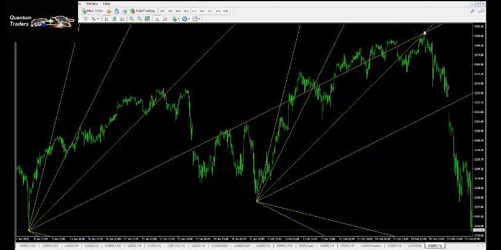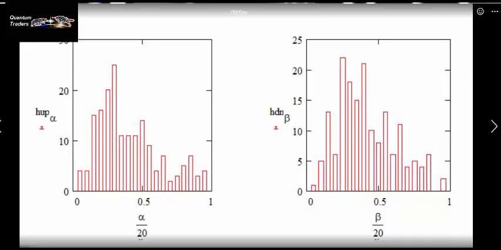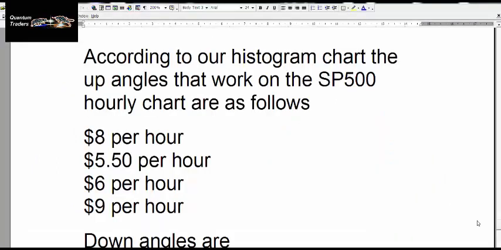One of the best markets for trading is the S&P 500 on the hourly chart. We ran our algorithms over the S&P and we came up with the best angles to trade on the hour chart. This is what our histogram looks like, and this is what it says about the S&P 500. What are the top 4 best up angles and what are the top 4 best down angles. So according to our histogram chart, the up angles are as follows.